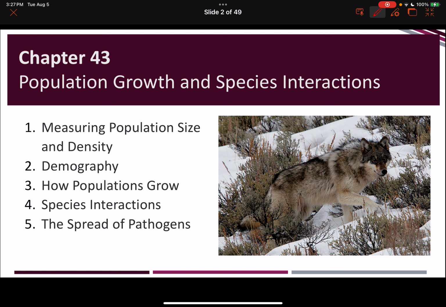So chapter 43, we're going to start by learning about how we study and learn about populations. So we're going to learn about population size, population makeup, and we're going to spend a lot of time on population growth because population growth can tell us a lot about the health of a population. Then we'll move into how populations or species interact with one another. And then just very, very briefly related to that, we will talk about pathogens and how those affect the populations that they affect.